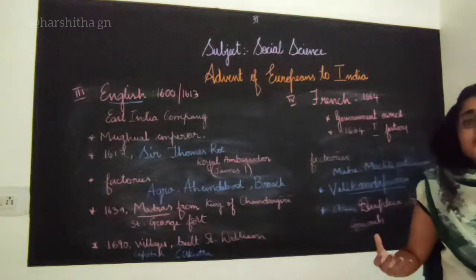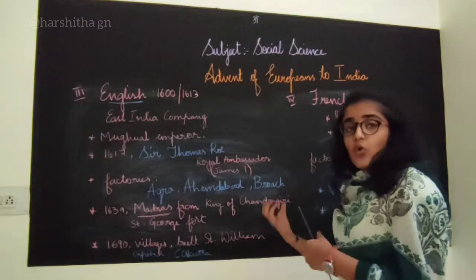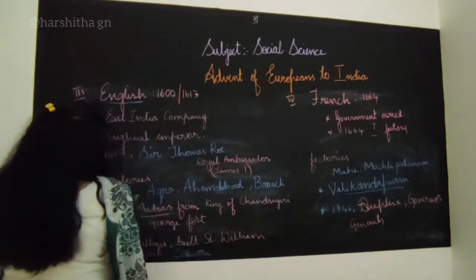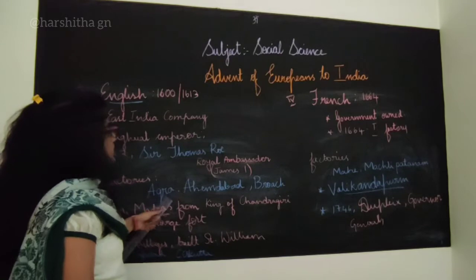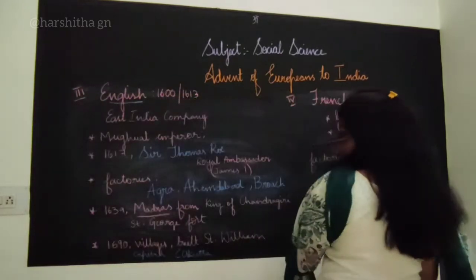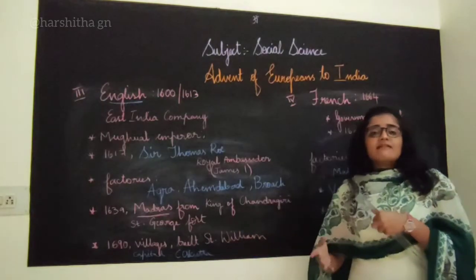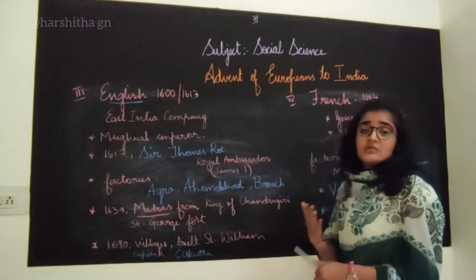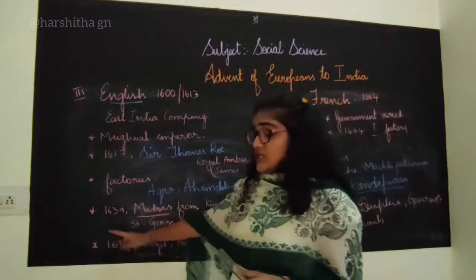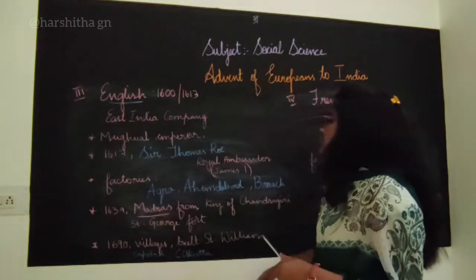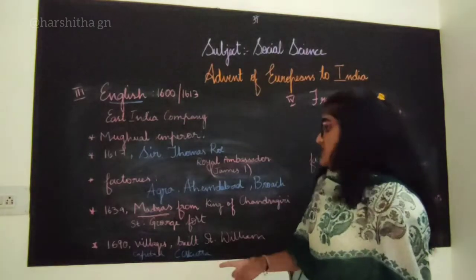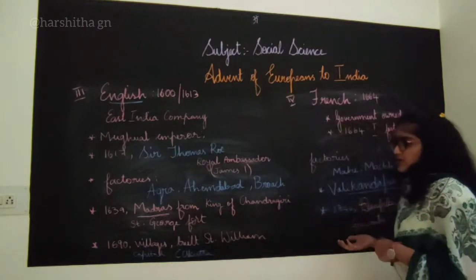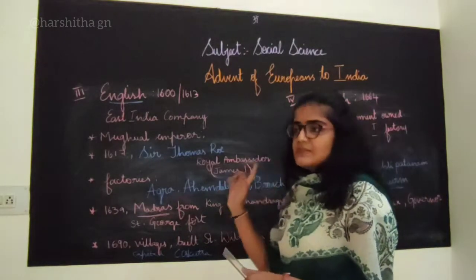Instead of having warehouses, they began to rule. How did they begin? They built their own factories in our country, India, in places such as Agra, Ahmedabad, Bhuj and so on. They were not satisfied with having warehouses or factories. They wanted to capture us, to keep us captive. So in the year 1639, they captured Madras from a king of Chandragiri.